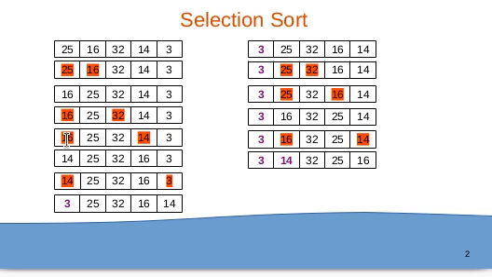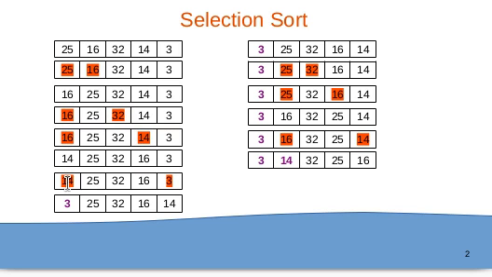Now this cell again will be compared with this cell. So this cell is smaller than this cell, so we have to swap it. So we have swapped it. Then this cell is again compared with the last cell. So we can see that we are comparing all of the cells with the first cell.